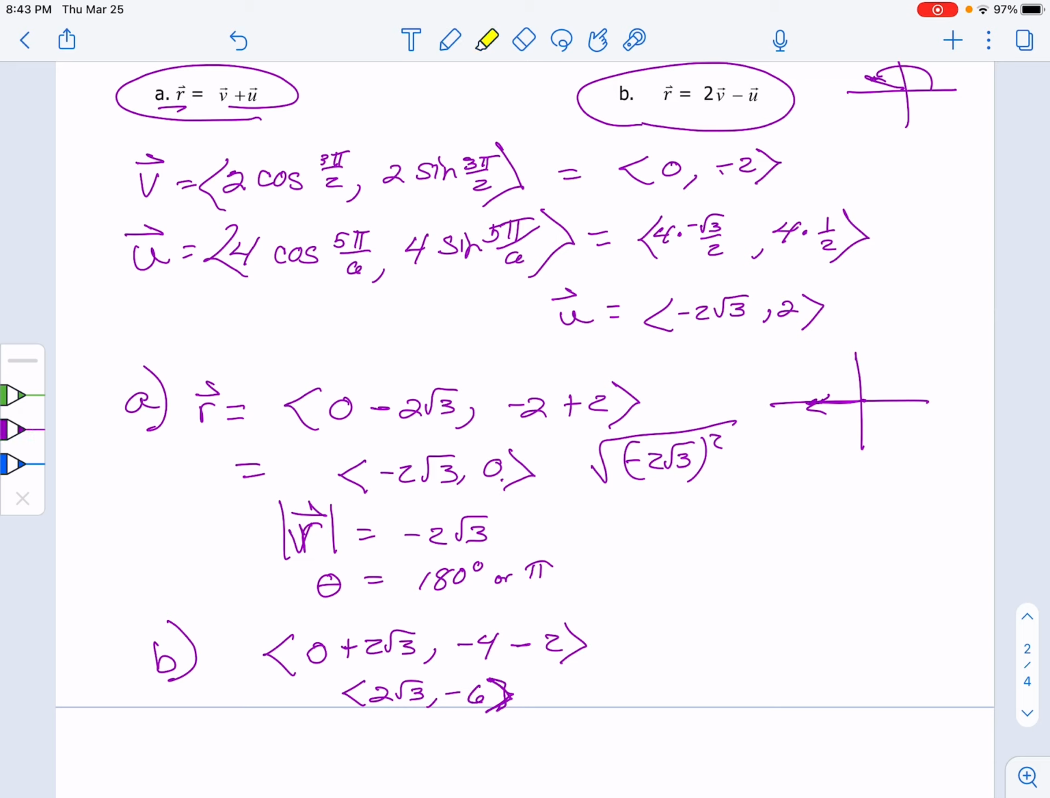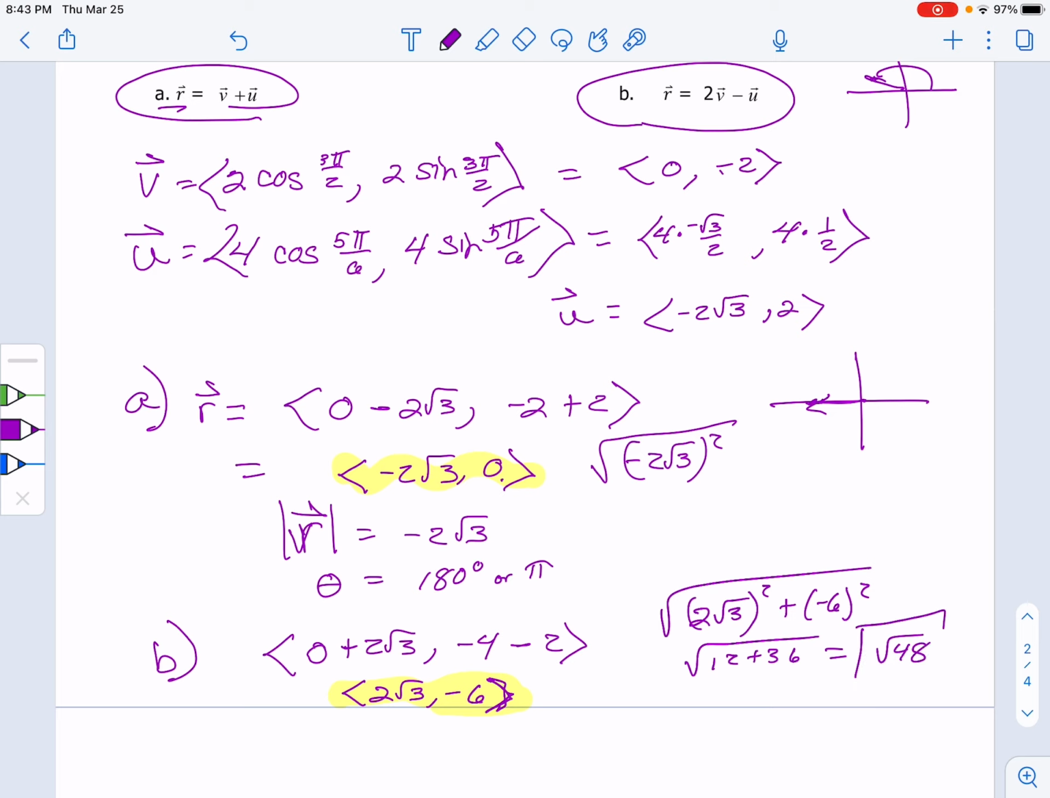Okay, so here was that one. Here's this one. We got to find its magnitude. So you have 2 root 3 squared plus negative 6 squared. Take the square root. Well, what happens when you square that? You get 4 times 3 is 12, plus 36 is 48. Since I don't have a calculator, that's my answer.